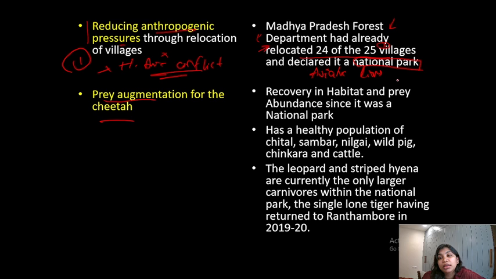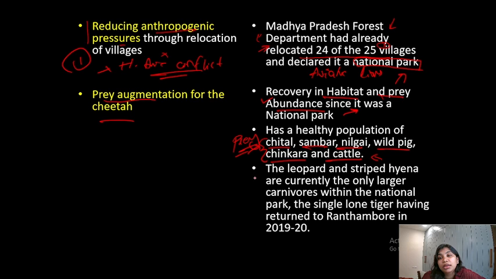Because of declaring it as a national park, there was a recovery in the habitat and prey abundance. Since we made it a national park in 2018, there was prey abundance in this region. We also have a healthy population of sambar, nilgai, wild pigs, deer, chinkara, cattle. These are the prey for cheetah. So they were in a healthy amount in this park.